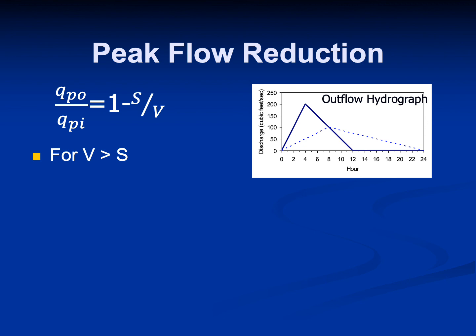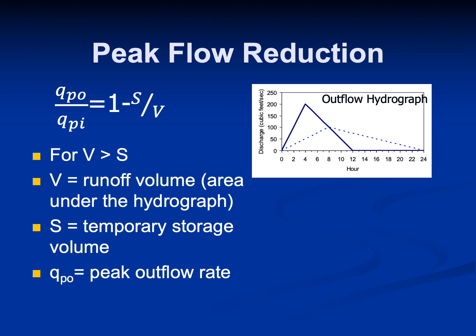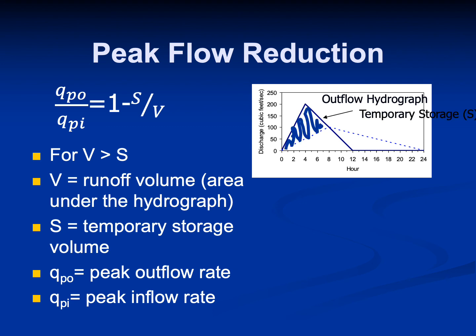If there's enough space in the wetland for the entire inflow hydrograph, there may not be an outflow hydrograph. It also implies that if the available storage capacity S is small, because the wetland is already full of water, then the peak flow reduction will be small. Once again, V is the runoff volume, S is the temporary storage volume, QPO is the peak outflow rate, and QPI is the peak inflow rate.